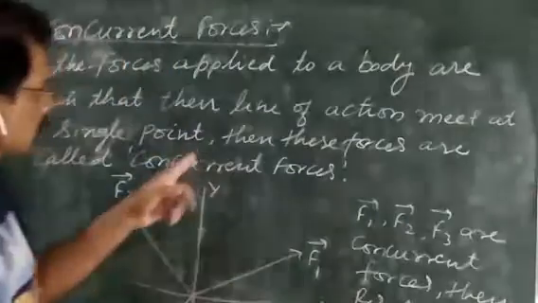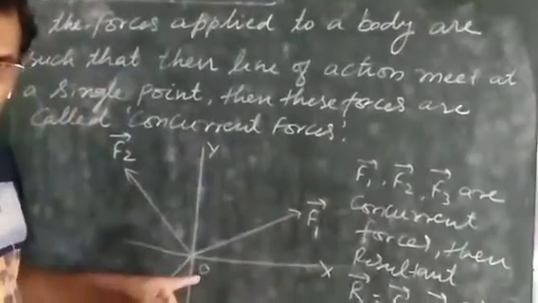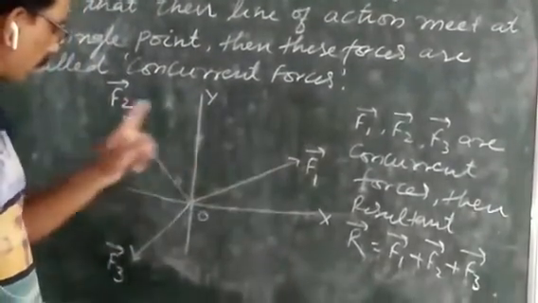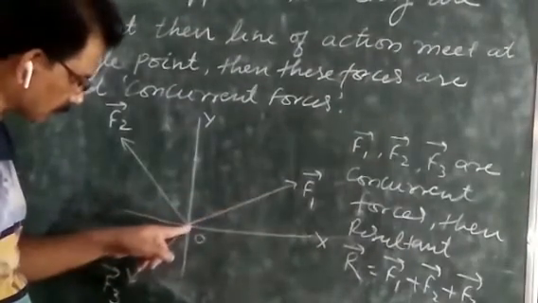कॉन्करेंट फोर्सेस. जैसे हम कहें, suppose XY is a plane and three forces F1, F2 and F3 will act, and their lines of action meet at the same point O.